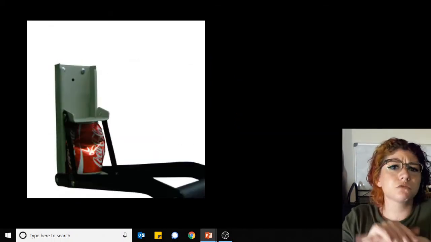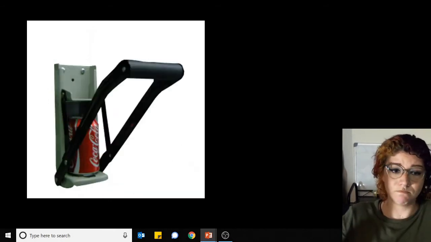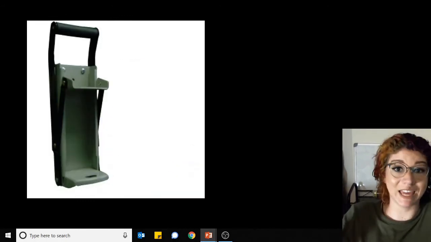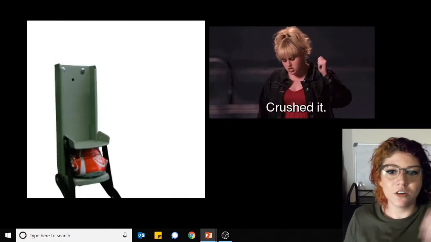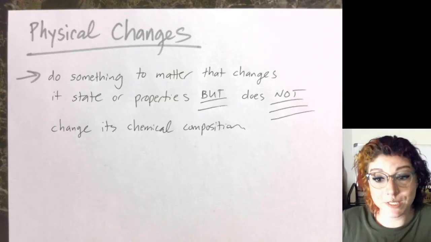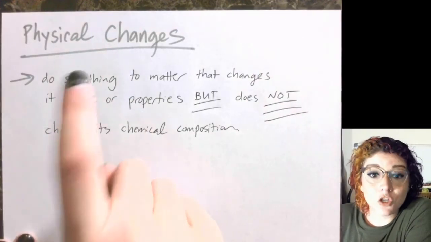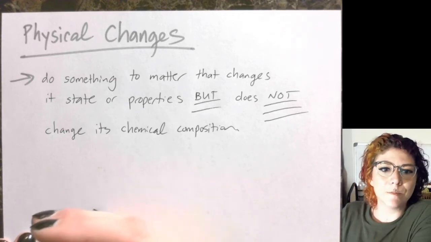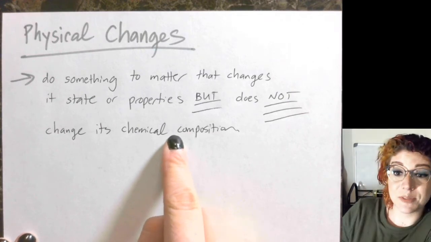Let's think of crushing a soda can. So, you have that soda can, you squish it. Is it still made of aluminum? Is it still a can? Did it magically turn into something else? No, you crushed it. For all of those examples, what I want you to notice is that, again, you're doing something to the matter. You're chopping it, you're splitting it, you're mixing it. But at the end of the day, you're not changing what the actual substance is.